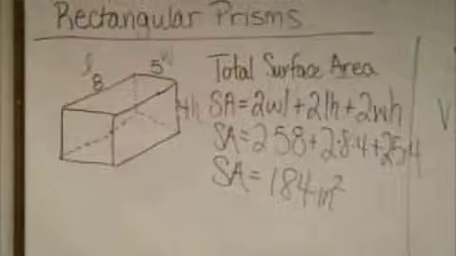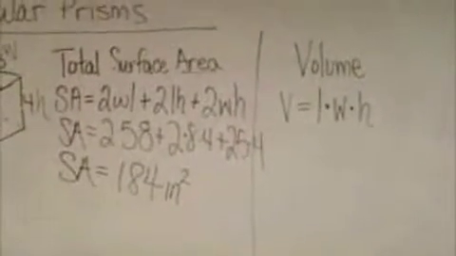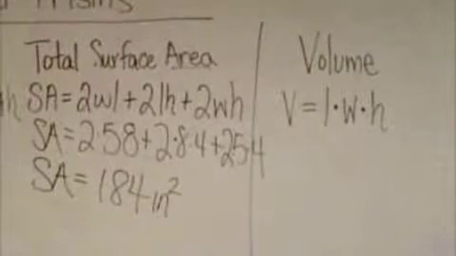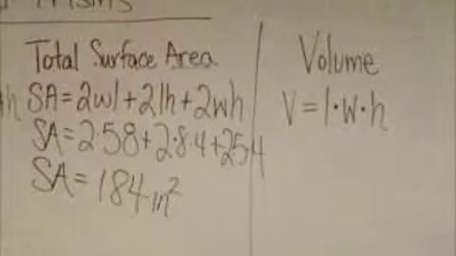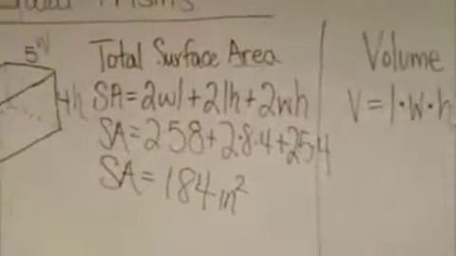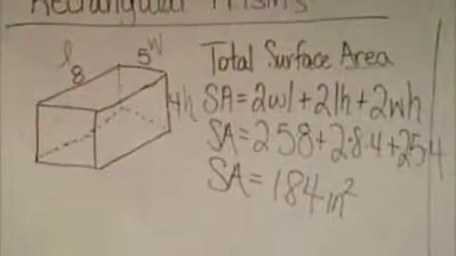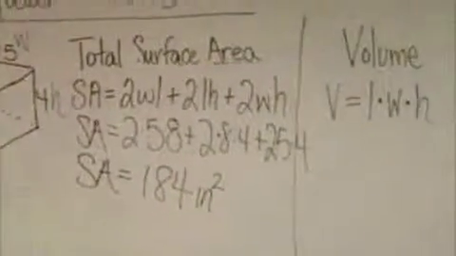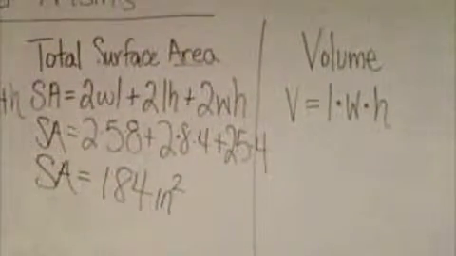The volume of a rectangular prism is very simple and straightforward. Volume equals the length times the width times the height. And when we're talking volume, we're talking about how much can that aquarium hold, how much water can it hold. Okay, so the length times the width times the height.